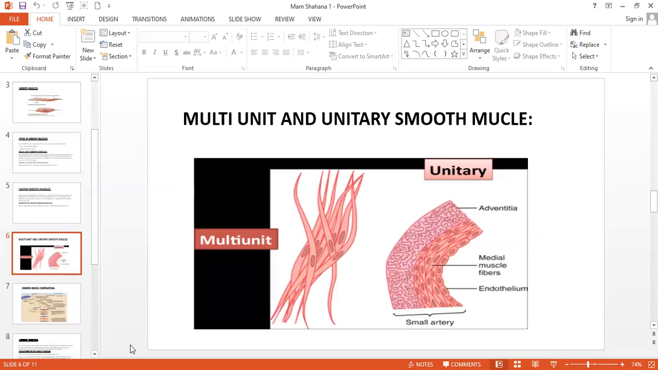In this slide, we will study the multi-unit and unitary smooth muscles diagram. Here we can easily see that the multi-unit smooth muscle fibers are separated from each other and not interlinked with each other. They are completely separated. Whereas in the unitary smooth muscles, they are packed with one another and act as a single unit.